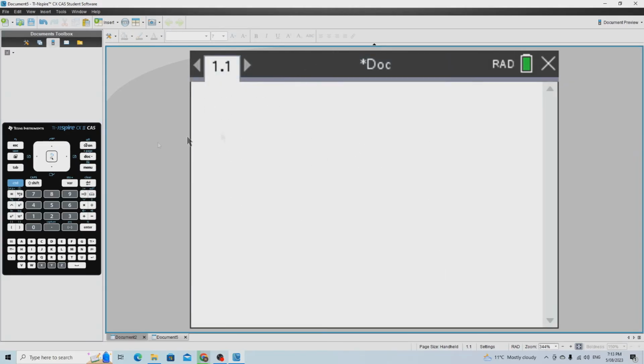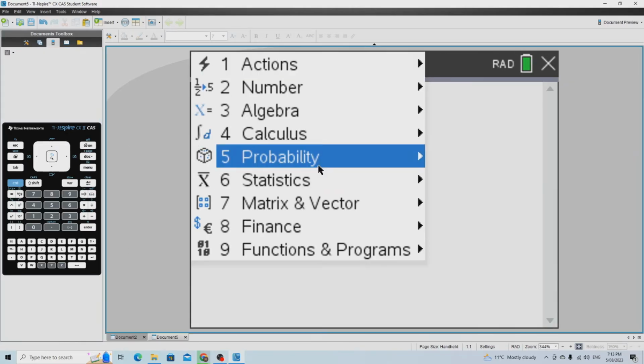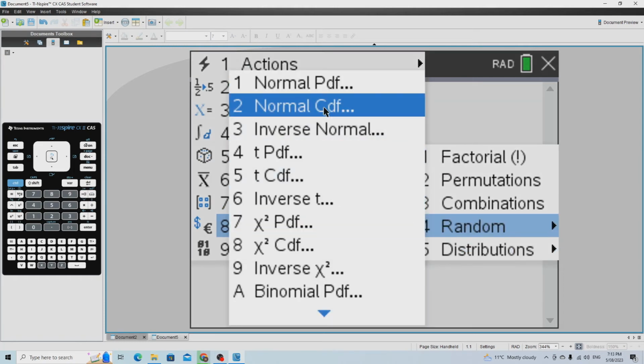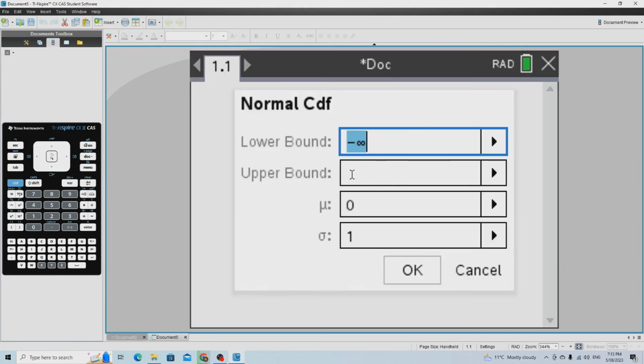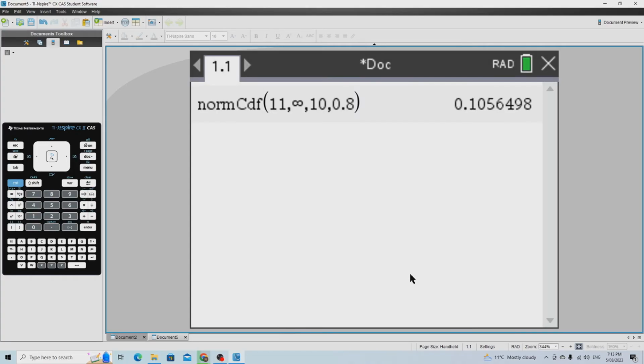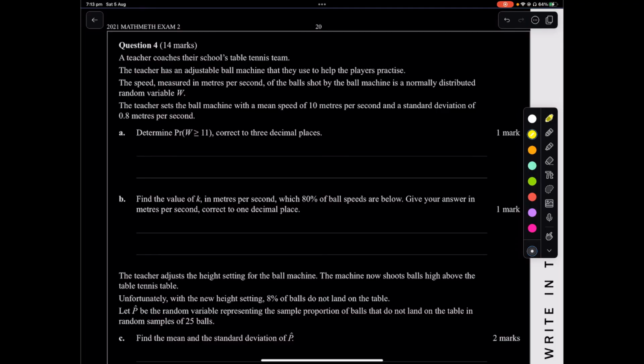So, on the calculator, what we want to do is go to probability distributions, and we want to go to normal CDF. Our lower bound is 11, our upper bound is infinity. Our mean value is 10, and our standard deviation is 0.8. That gives us, to 3 decimal places, 0.106.